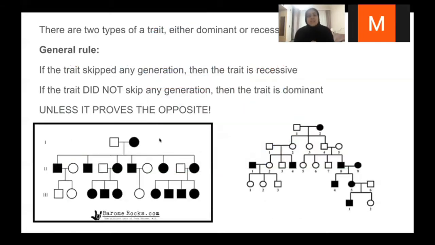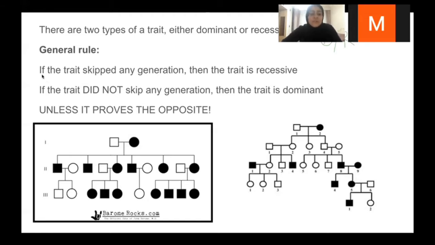So as we're studying the inheritance of a trait along the pedigree, we are going to find that some traits are dominant and others are recessive. So how can we know that this trait is dominant or recessive? Okay, so the general rule is going to have some exceptions, like all the rules.